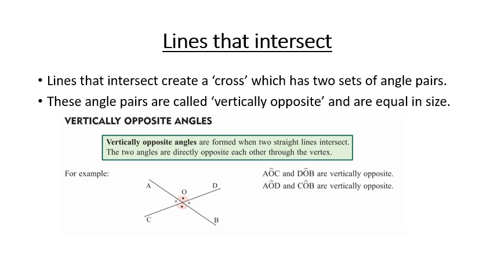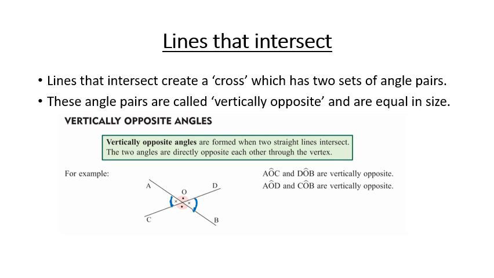When we're looking at two lines that intersect, or create a cross, like we've just talked about, they actually create two sets of angle pairs. And these angle pairs are called vertically opposite, and they are equal in size. So you can see with our diagram here that we have an angle with x and an angle with x. They are the same size and they are opposite each other across the point of intersection. That's why they are called vertically opposite.